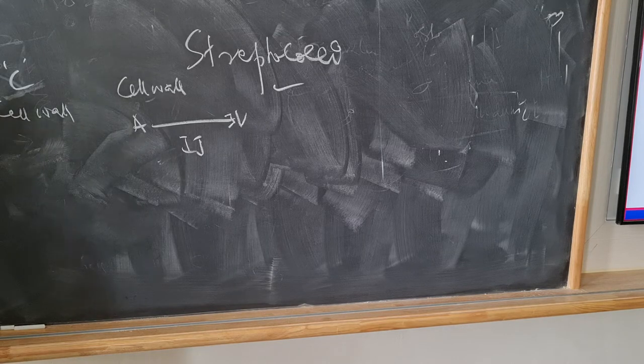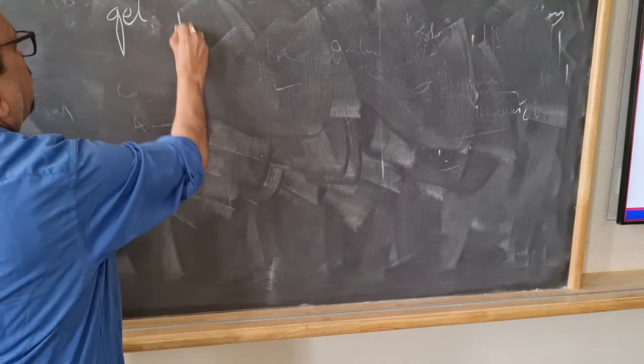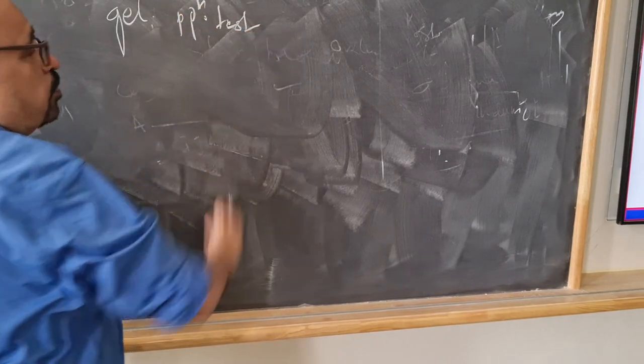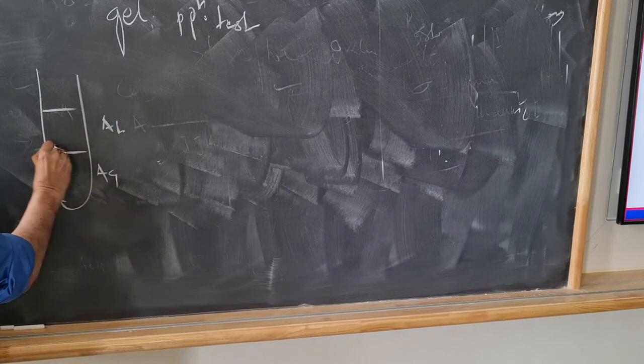Now instead of doing it in the tube, looking for the line of precipitation, if it is done in gel, it is called as gel precipitation test. You take the antigen in gel and put antibody, there will be a line of precipitation. This is called as gel precipitation test. Flocculation test, I already told you, VDRL test is a flocculation test. VDRL test is done for the diagnosis of syphilis.